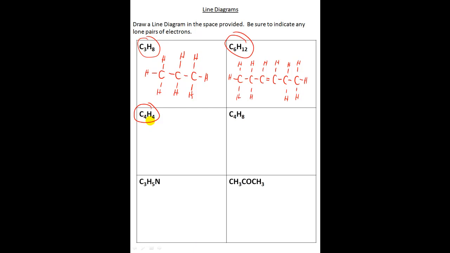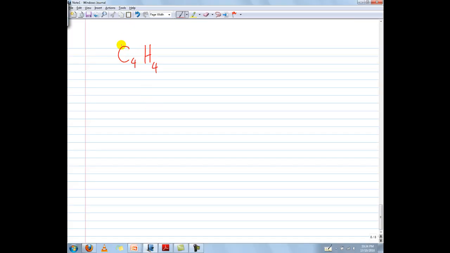C4H4. Again, we have another hydrocarbon, so I'm going to use carbon as my backbone. I'm only allowed to have 4 H's, so usually what happens is, here's another hint, try using symmetry. It won't work in every situation, but it can be helpful in many questions. So I have 4 carbons and 4 H's. So what I'm going to do is put 4 H's over here.